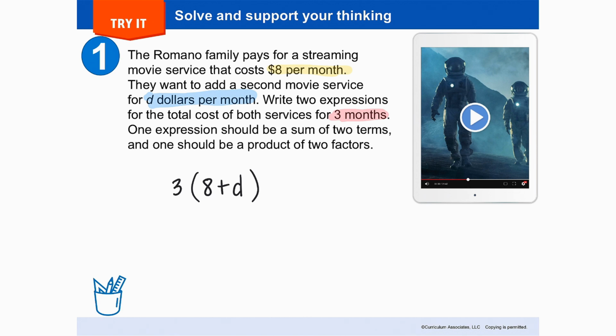Okay, so this expression that I wrote right here is a product of 2 factors. It's a product of 2 factors because I know they're already paying $8 a month, plus they want an extra service for who knows how much money. And then we know that they're going to pay it for 3 months. If I were to distribute this with multiplication, I would have an equivalent expression. So we just started off by writing a simple expression with what we already know. That's the one we did as a product of 2 factors.